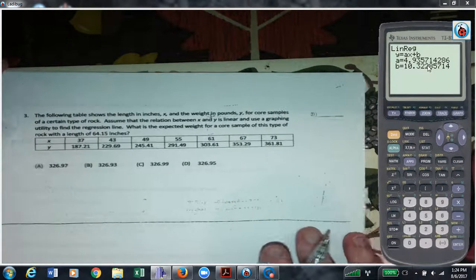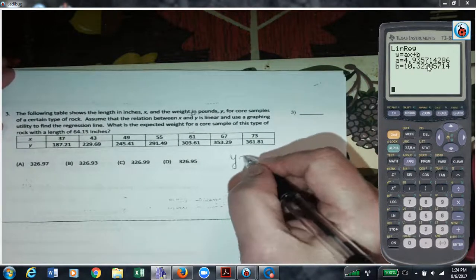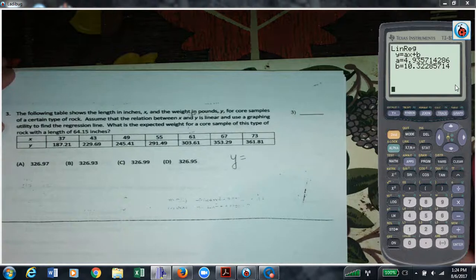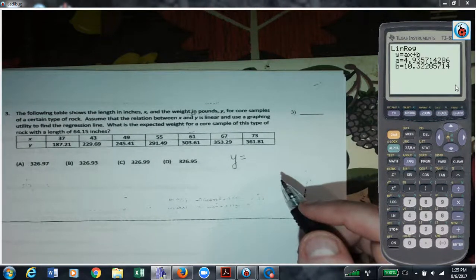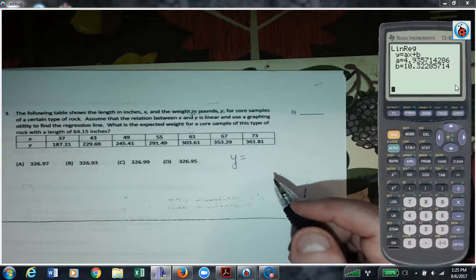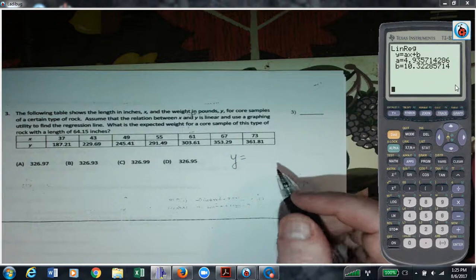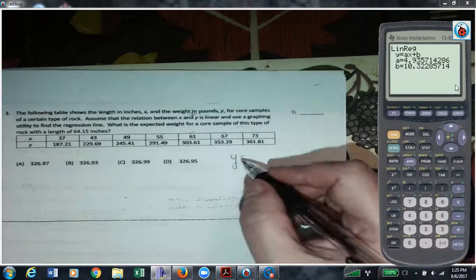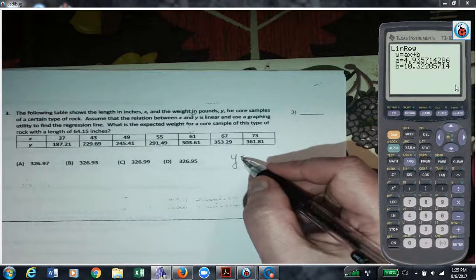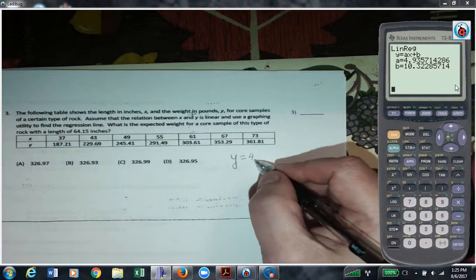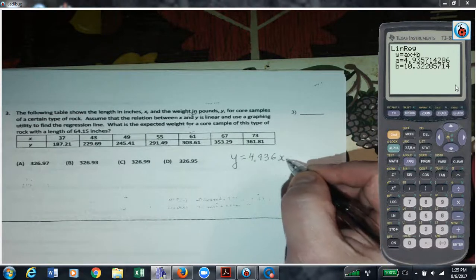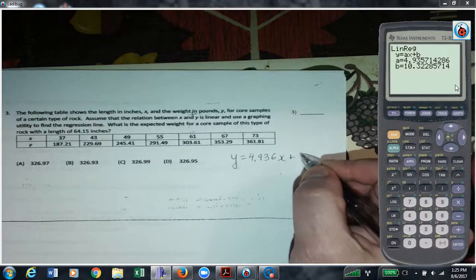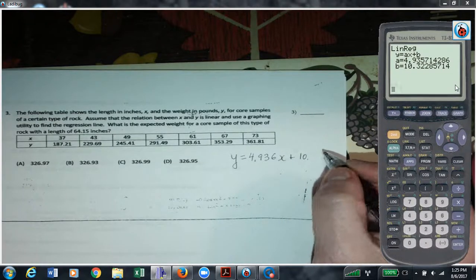So the regression line is y equals a, but a I'm going to take to 3 decimal places to be sure. So 4.936 times x plus b, which is 10.323.